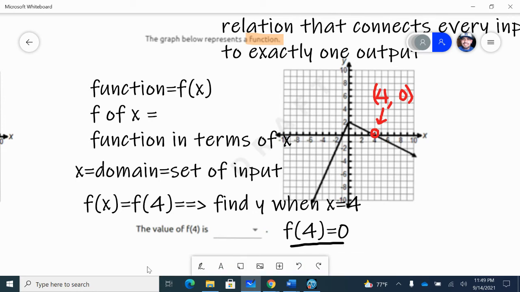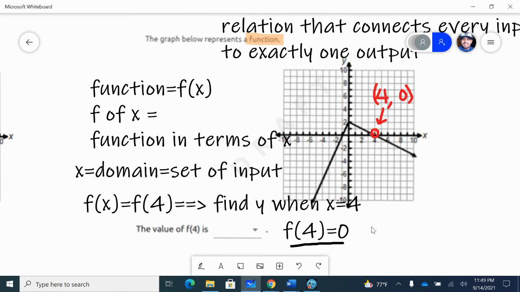Now, again, I don't want you to say that just look at the x-axis. No. What if the problem said, what is f of negative 4? So we're going to go to the negative 4, and what is the value of y when x is negative 4? If you look, this would be negative 7. And again, we'll talk about this a little bit more as we progress.